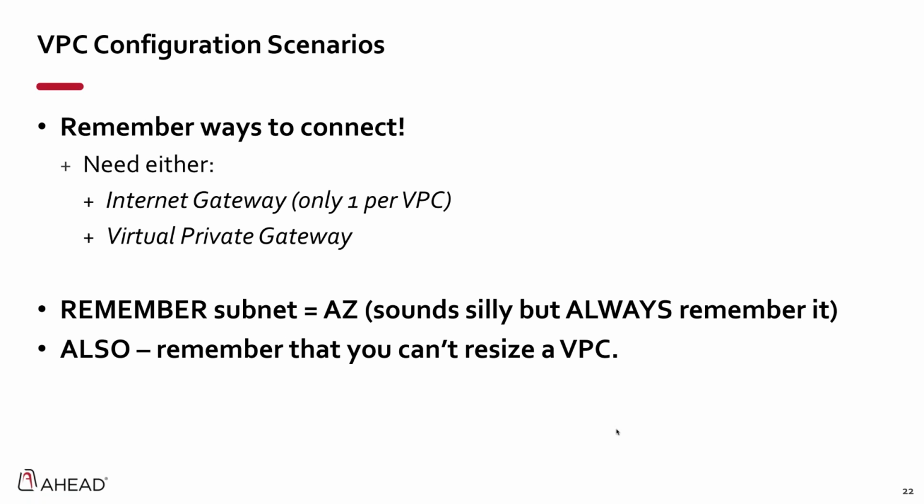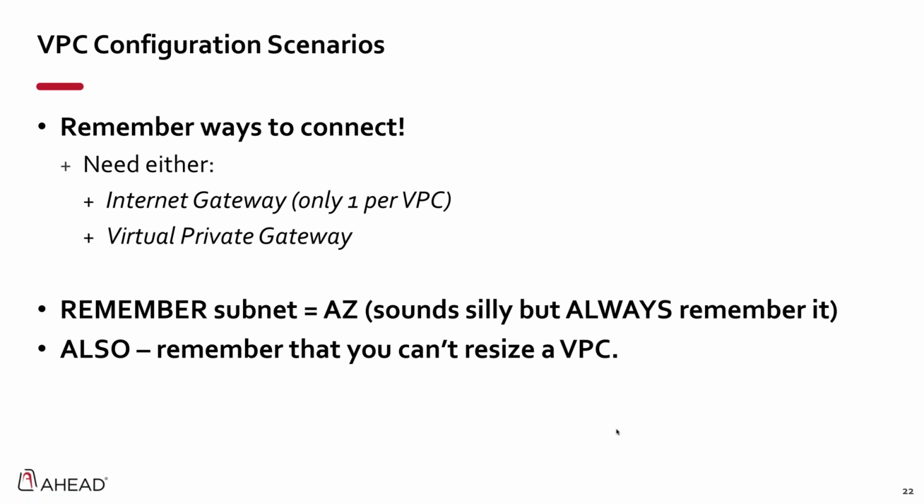Okay, VPC configuration scenarios. If you're going to connect to a VPC, you either need an internet gateway or a virtual private gateway. And by the way, from an internet gateway perspective, you only get one per VPC. Just know those.